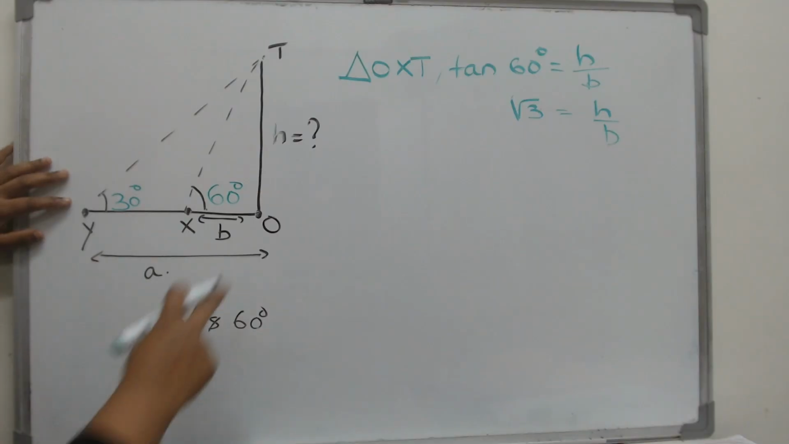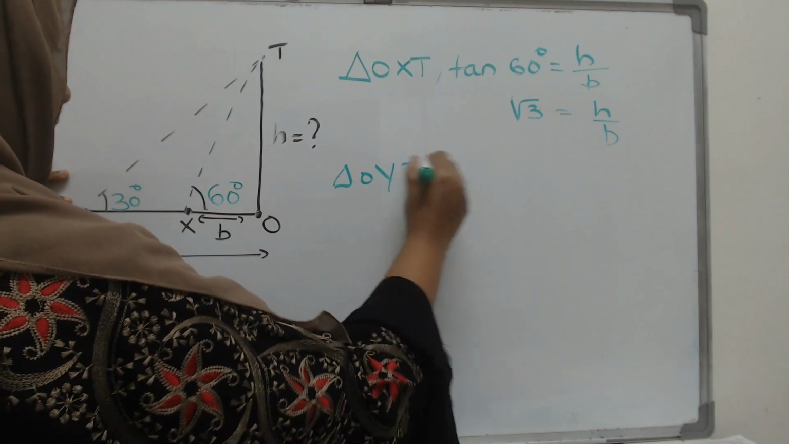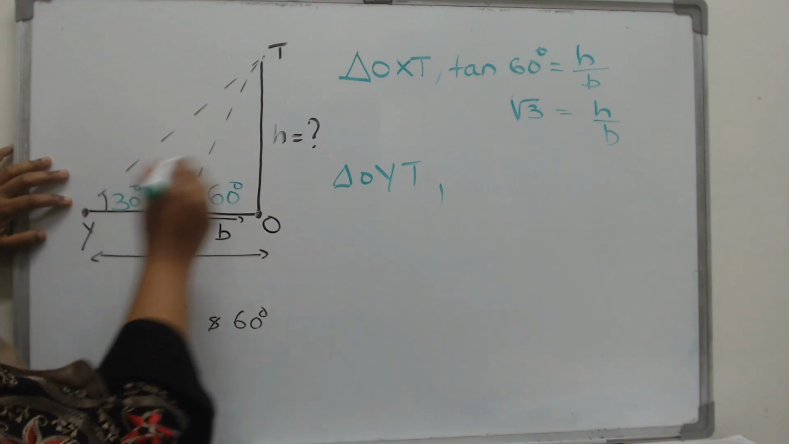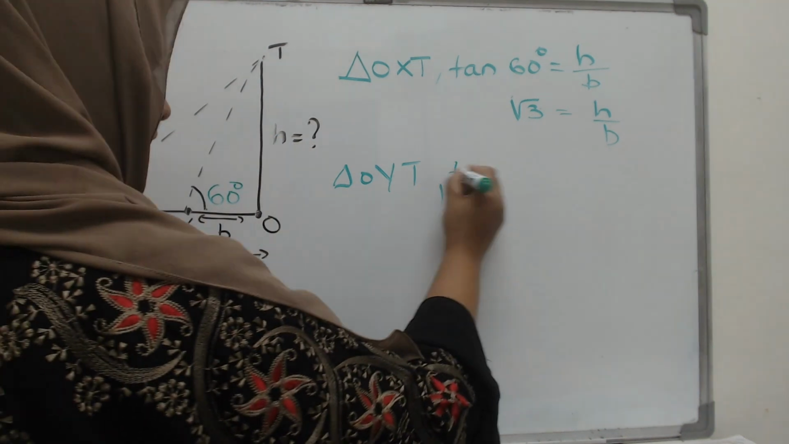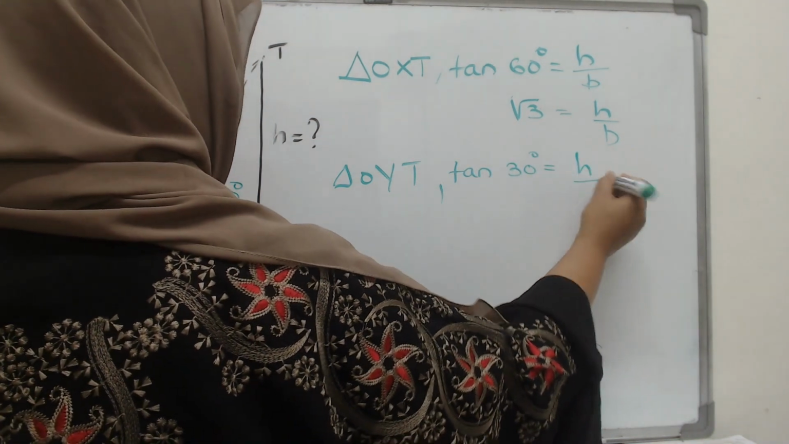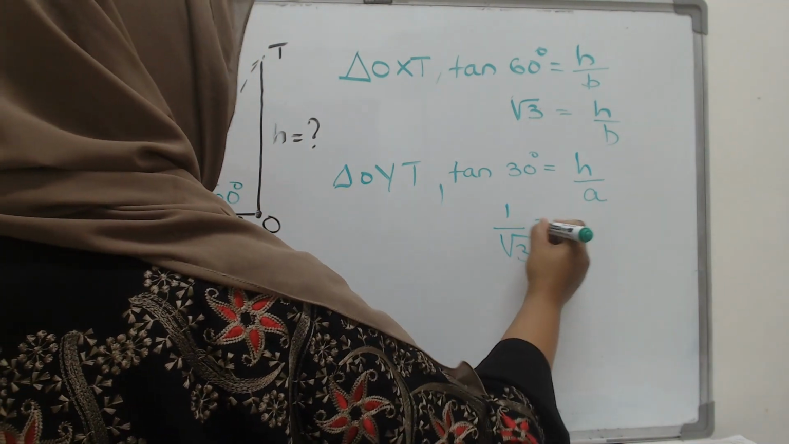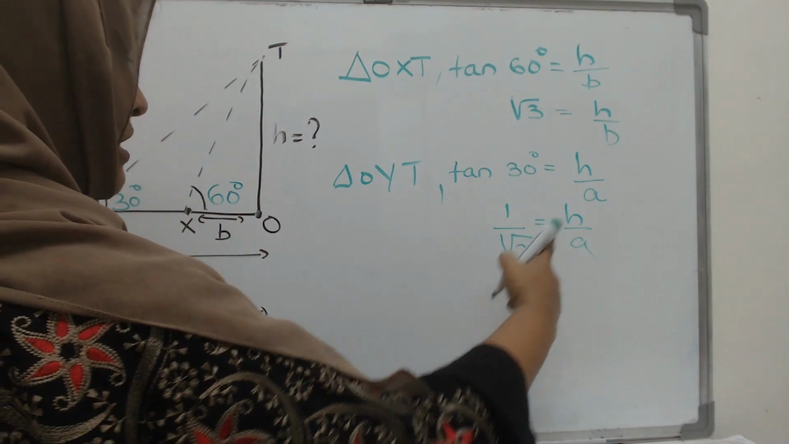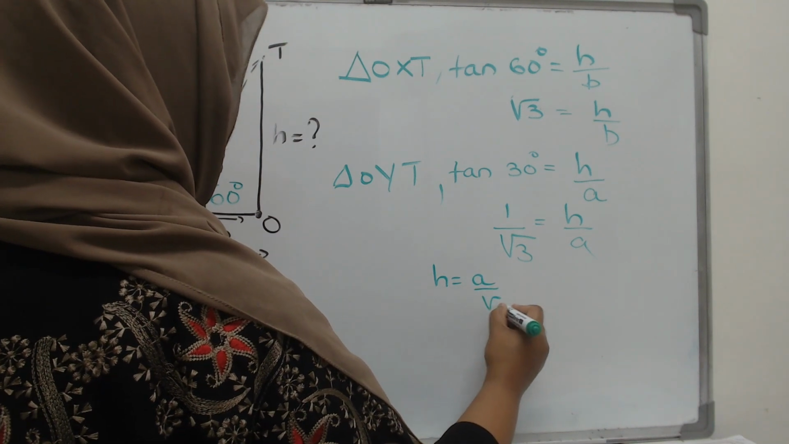Now we move on to the bigger triangle OYT. Again, what angle do you have? You have 30 degrees. For 30 degrees, the opposite side is H, the adjacent side is A. Again, what trigonometric ratio connects the opposite side and the adjacent side? It is again the tan value. But then what is tan 30? It is 1 by root 3. So what do you have? H is equal to A by root 3.